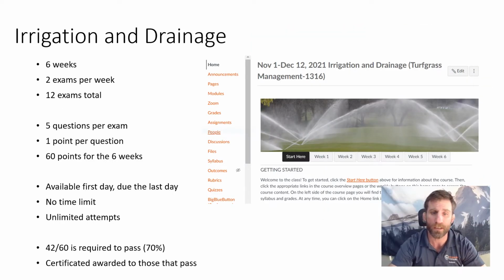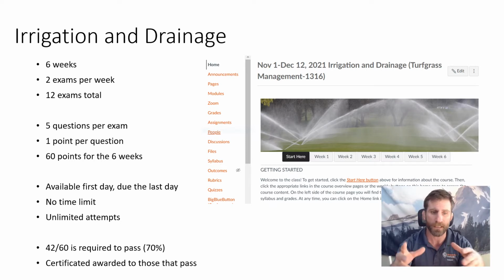To do this, we've got 6 weeks. There is 2 exams per week for a total of 12 exams. So when I say exams, these are short exams, 5 questions per each exam. The questions are worth 1 point each, so that 6 weeks, 2 exams per week, and 5 questions per exam totals up to 60 points over the next 6 weeks on irrigation and drainage material.